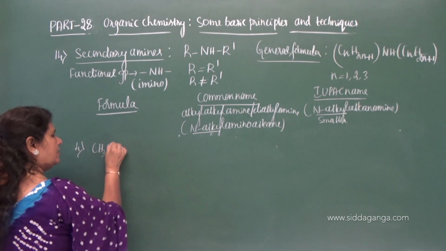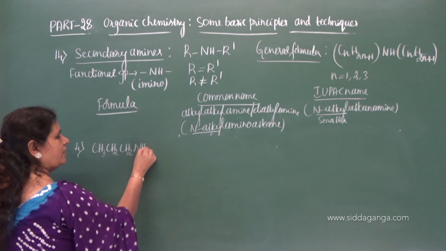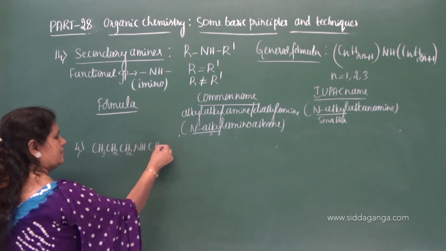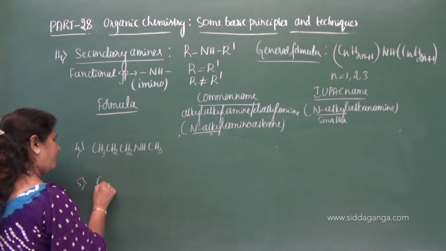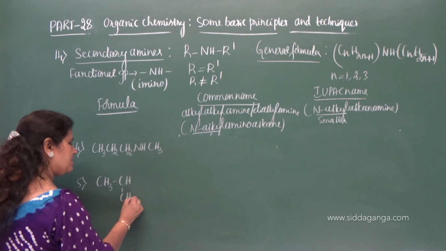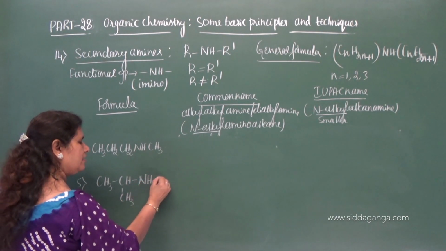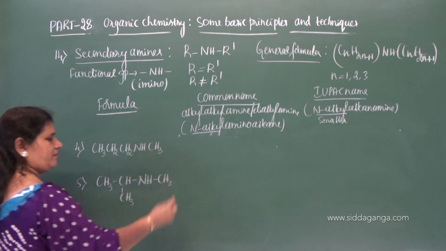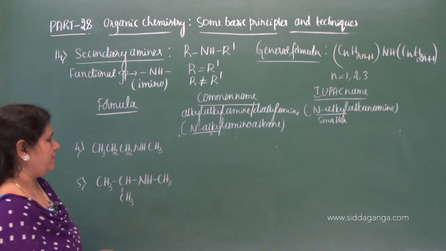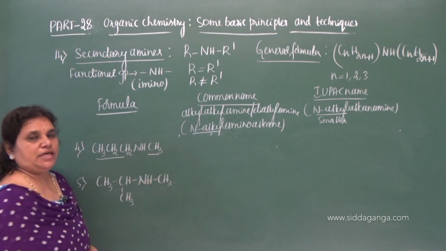CH3, CH2, CH2, NH, CH3. Fifth one, CH3, CH3, NH, CH3. Now, as you know, this is N-propyl and this is methyl.